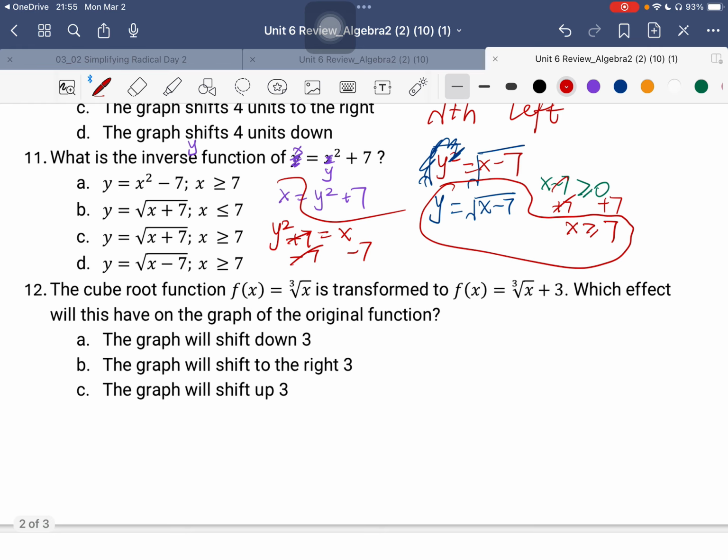Question 12. The positive 3 outside the house is your letter K. Outside of house is K. And K is up or down. For positive K, it goes up. Negative K goes down. For this one, positive 3, which direction does it go? Okay. That's it.